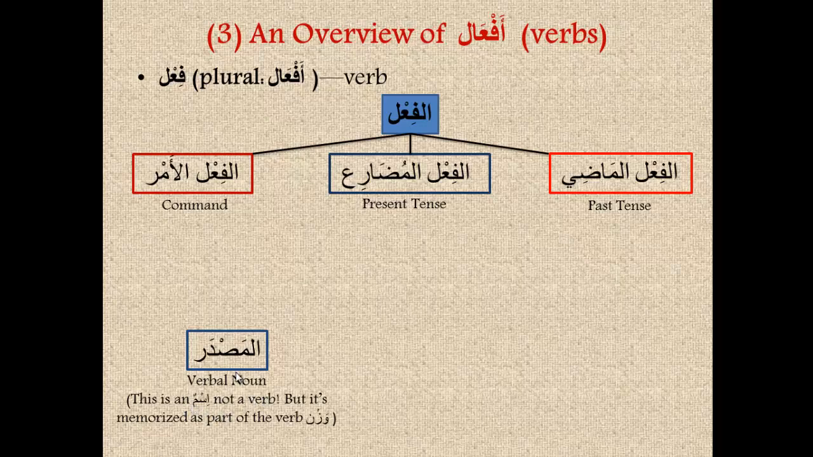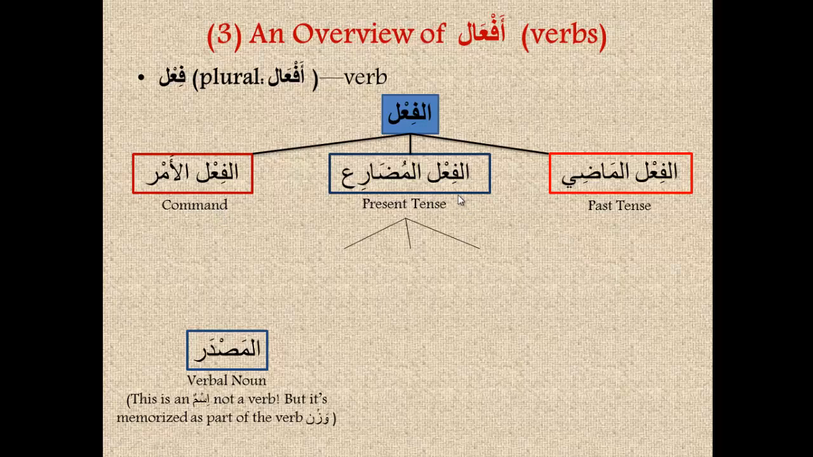It is an ism, it is not a fi'l, but it is memorized as part of the verb wazn because it is predictable and follows a highly predictable and highly regular structure. So we memorize it as part of the wazn. We memorize the past tense, the present tense, and the verbal noun together as one set. The command form is not generally memorized because we can derive it from the present tense, although it is recognized as a distinct category because of the grammar rules that it entails.